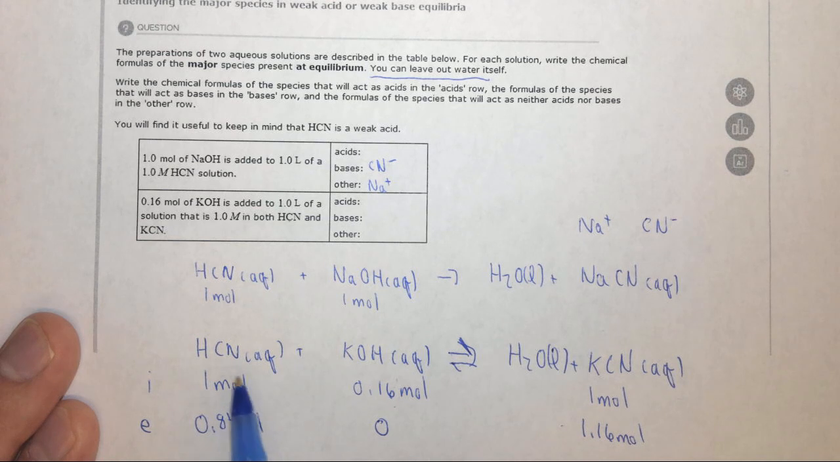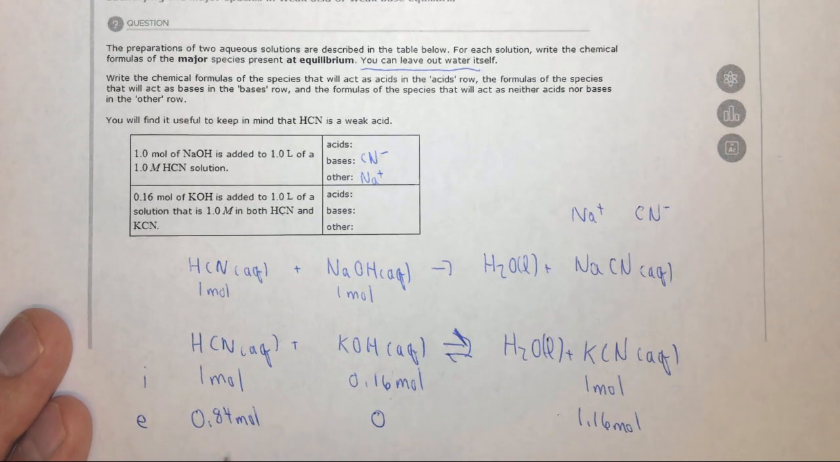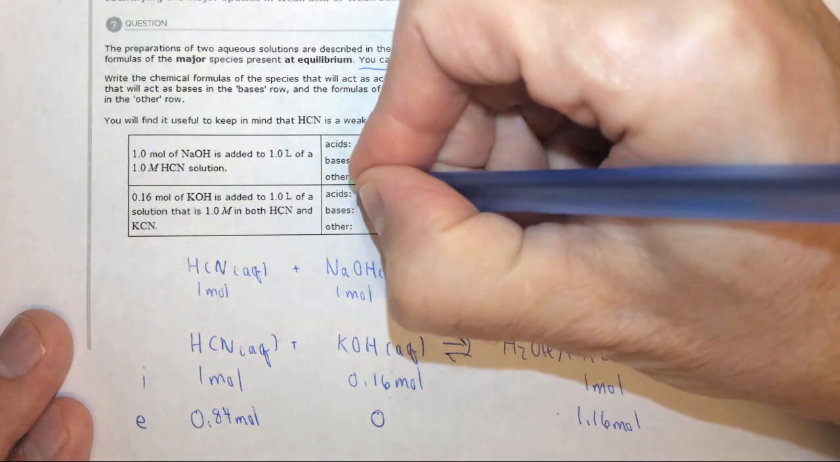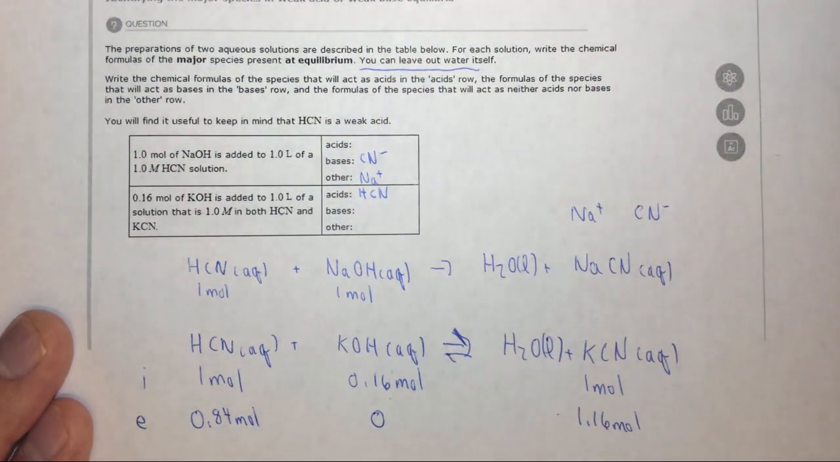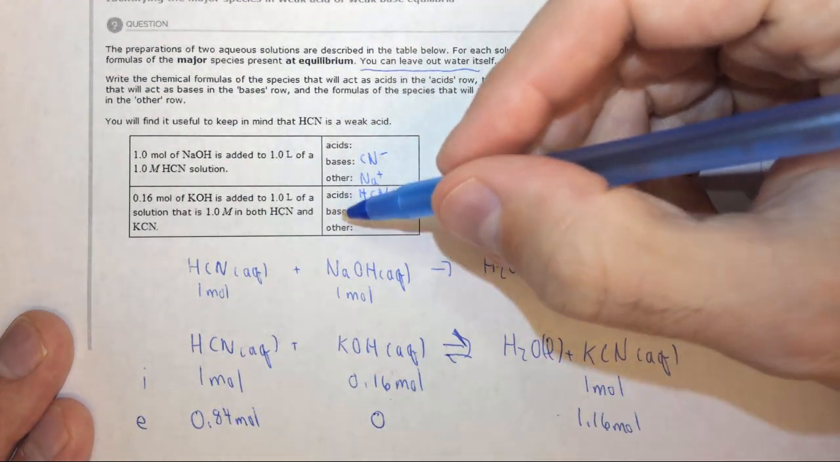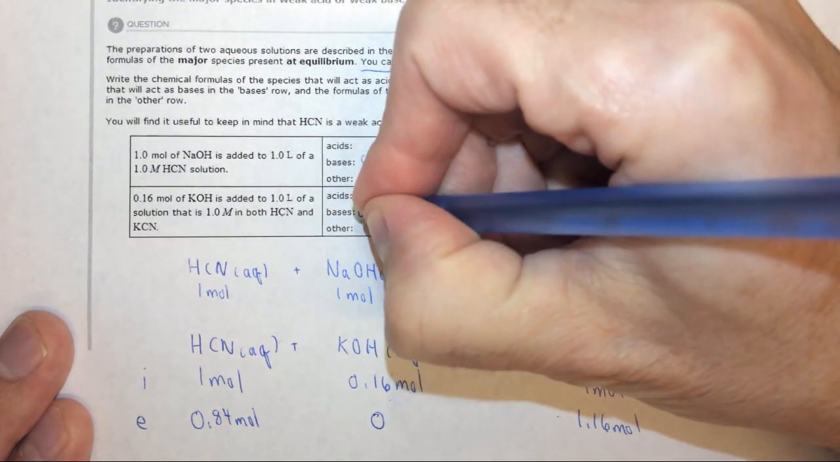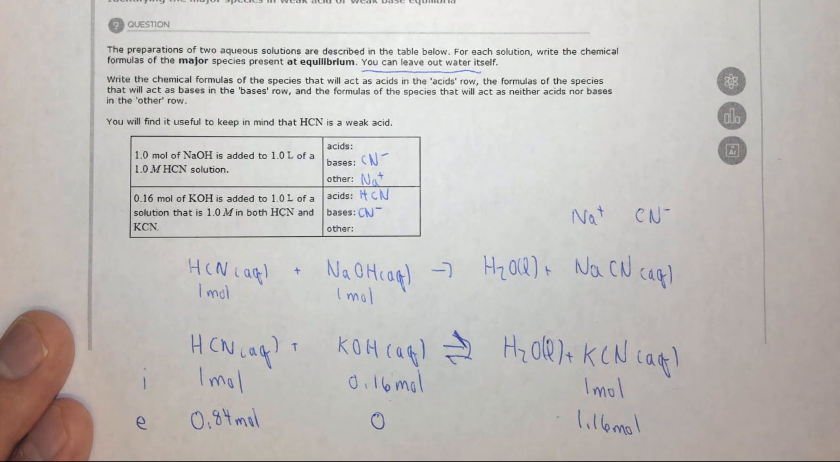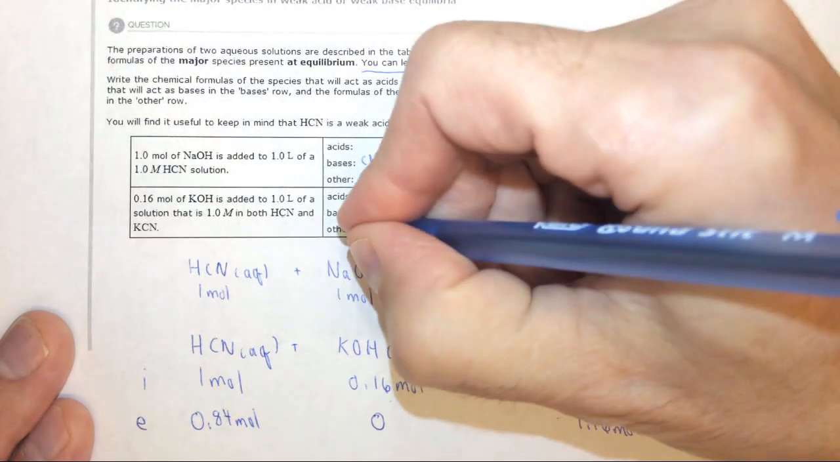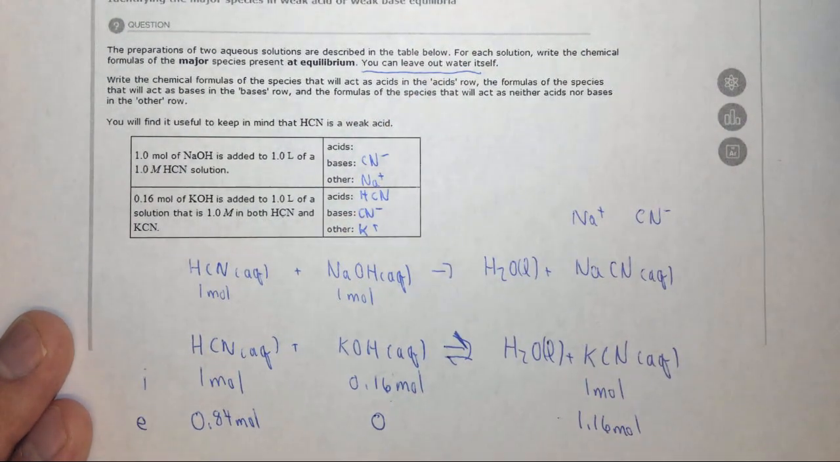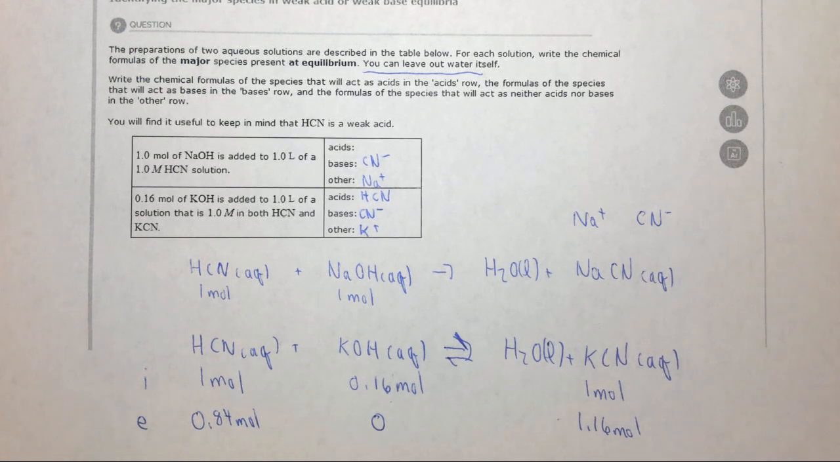So now let's look at what's in solution. Well, in this case, there's clearly HCN in solution. There's 0.84 moles of it. So the acid is HCN. Bases. Well, we have CN minus still in solution. So that's going to be the base. And we have K plus, which counts as an other because it's neutral. So that's how you could do this problem.